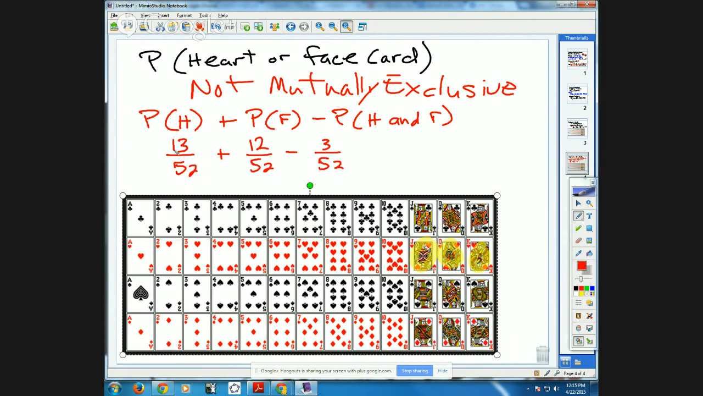So that's 25 minus 3 is 22 out of 52 is that probability, which you could reduce if you like. I'm going to leave it like that. So that's the idea of mutually exclusive, and mutually exclusive makes addition easier. Mutually exclusive means the two things we're looking at don't have anything in common.